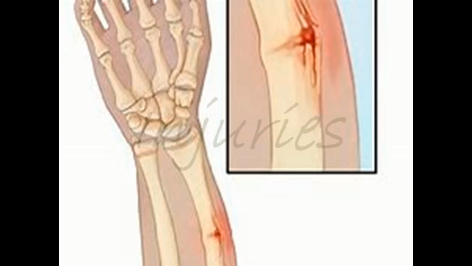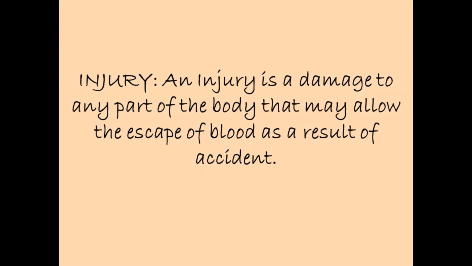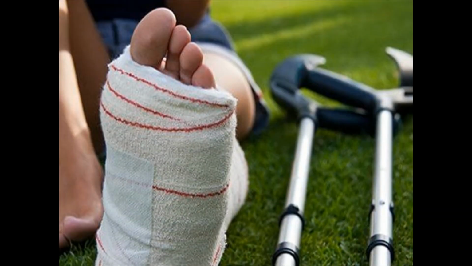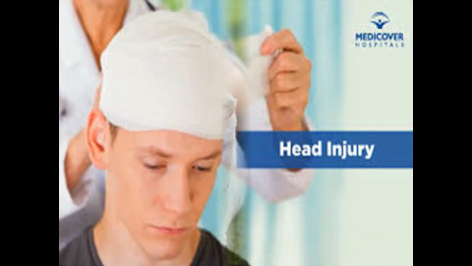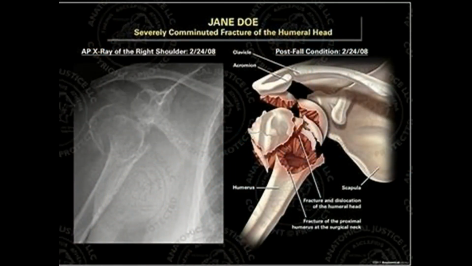First, what is an injury? An injury is damage to any part of the body that may allow the escape of blood as a result of accident. The injury can affect the leg, the head, the hand, the shoulder, any parts of the body.